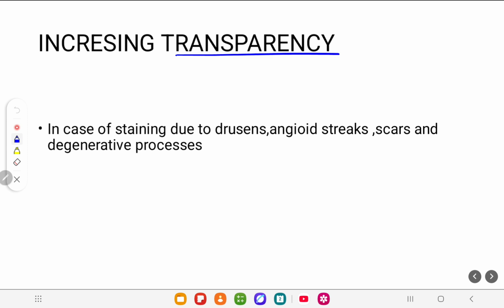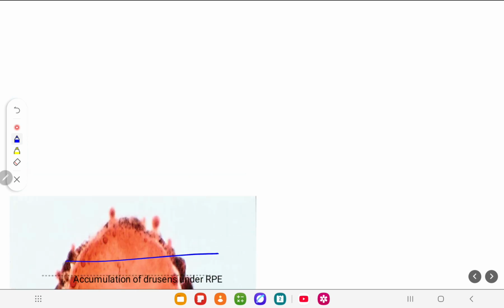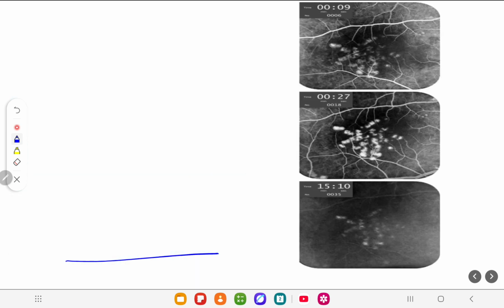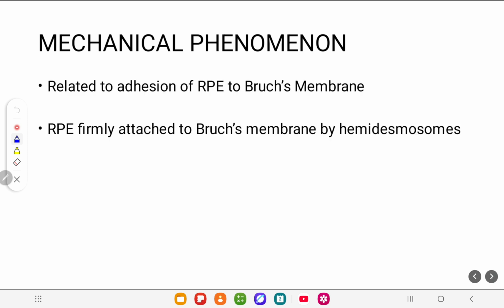Increased transparency: if the RPE becomes more transparent, then what happens? Then staining due to drusen, scars, and degenerative processes will cause what? Basically, with accumulation of drusen under the RPE, you can see fluorescence. Another phenomenon is the mechanical phenomenon.